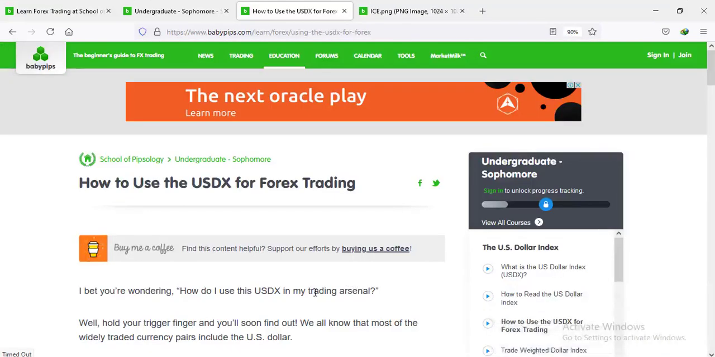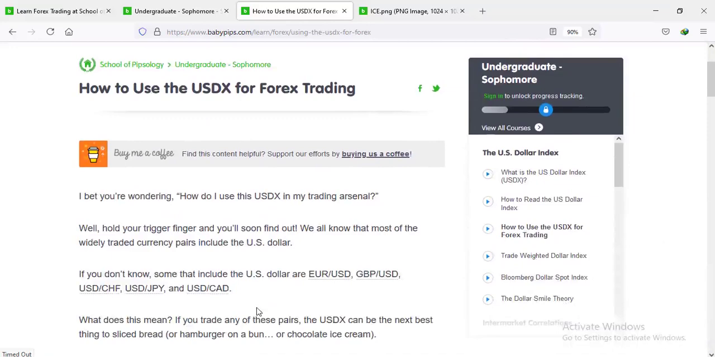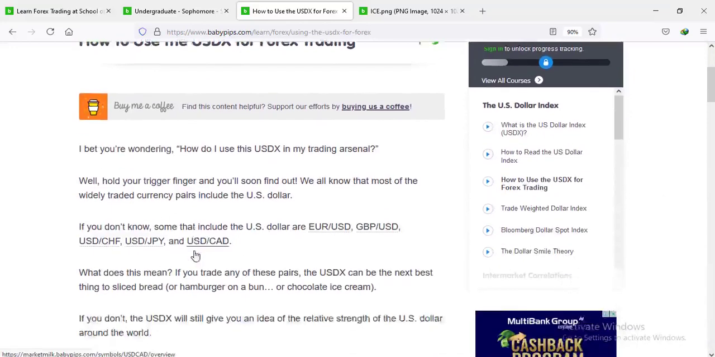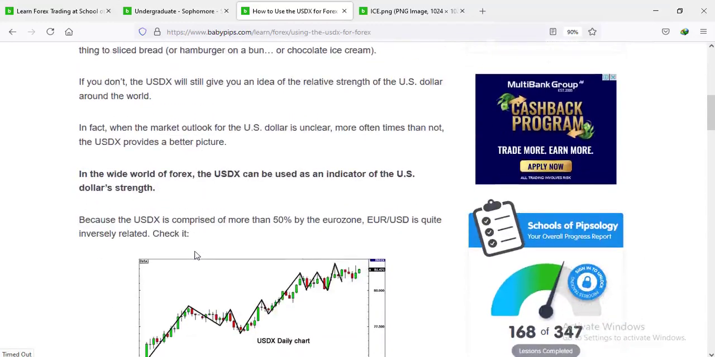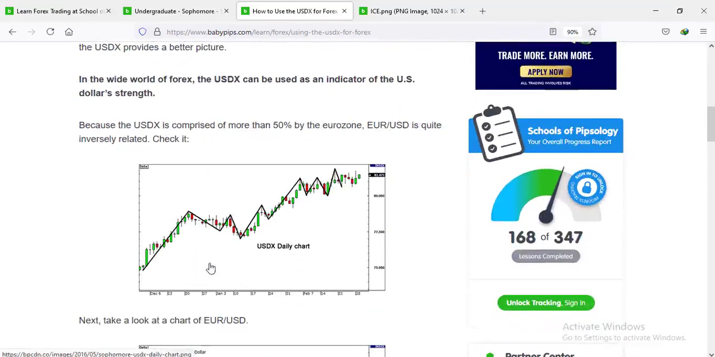So here we are on how to use the USDX for trading forex. This is not really difficult to understand. I think we said that earlier on. Now let's look at the chart. This is the USDX daily chart. If the US dollar index chart is trending up like this trend you're seeing right now, all the base currency pairs of the US dollar will be trending up.